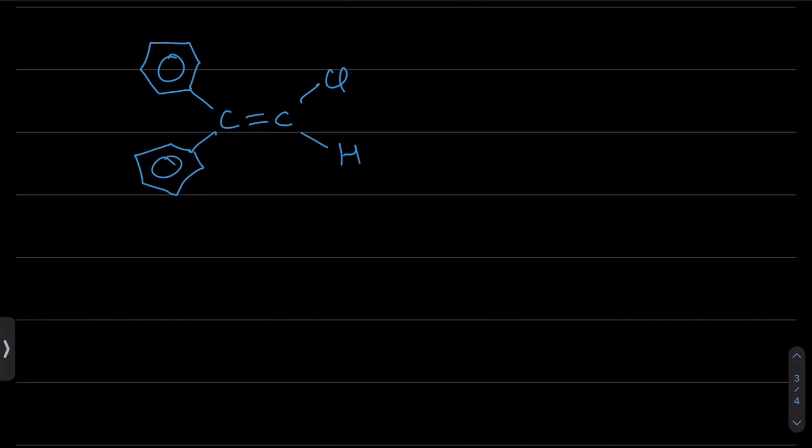Let's try one more. Let's say, how would we name this? Again, we will consider this to be the main chain and these to be branches. So we'll just say there is ethene, there is chlorine on it, so chloroethene, and on the second carbon we have phenyls, so 2,2-diphenyl chloroethene. I've considered this to be the first and this to be the second carbon.